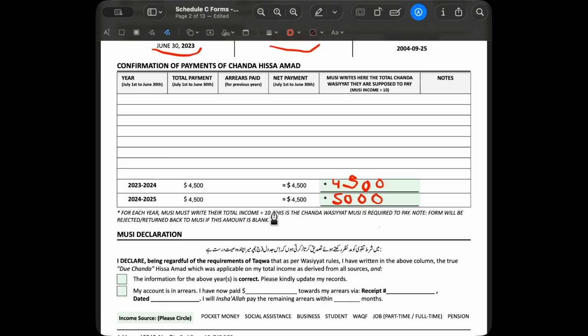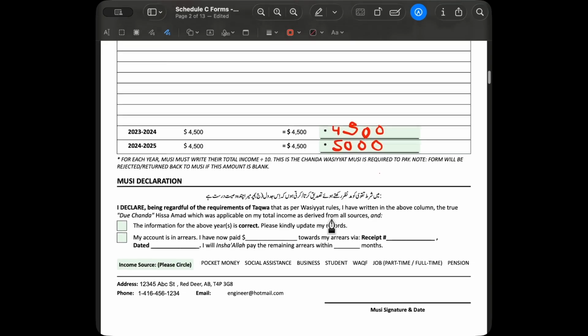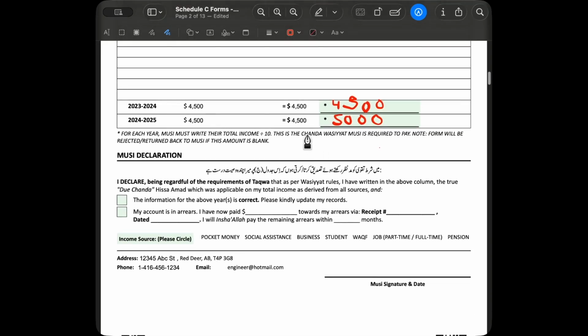Now what will happen is this Musi would be in arrears, so he will have arrears of $500 which he would have to pay. He has two options. One is that, first of all, he will tick mark this option: My account is in arrears. He can pay the arrears of $500. He can just go to the portal and pay $500 in Chanda Wasiyat arrears and write down that he has paid $500. And he will write the receipt number here and the date when he paid it.